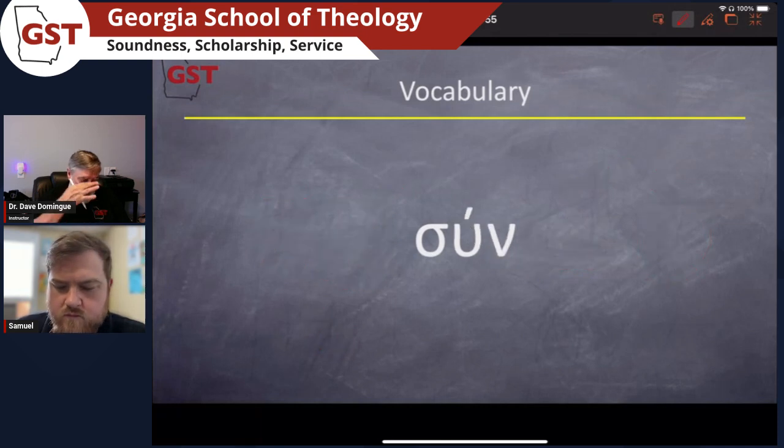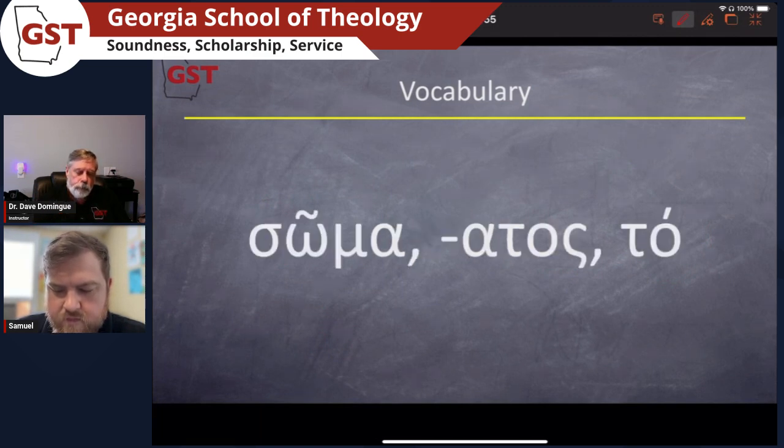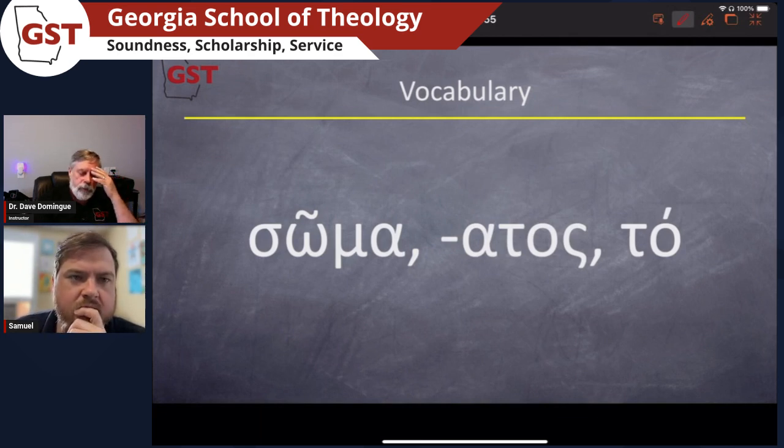It's a dative form. It's always in the dative form. It means "with." Soma. Here's that body. That's body.